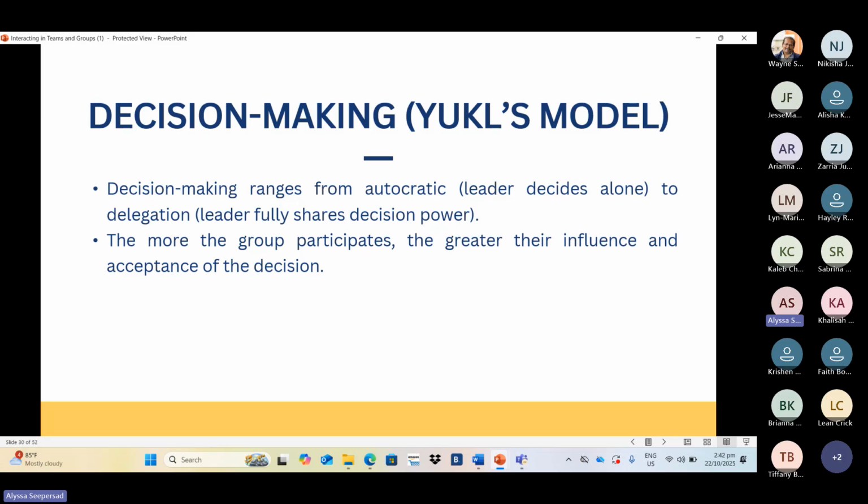So according to leadership expert Yuko, decision making falls on a spectrum. On one end there's autocratic, and on the other end there's delegation, and in between are consultation and joint decision making. Generally, the more influence the group has, the higher their acceptance and commitment to the final decision.